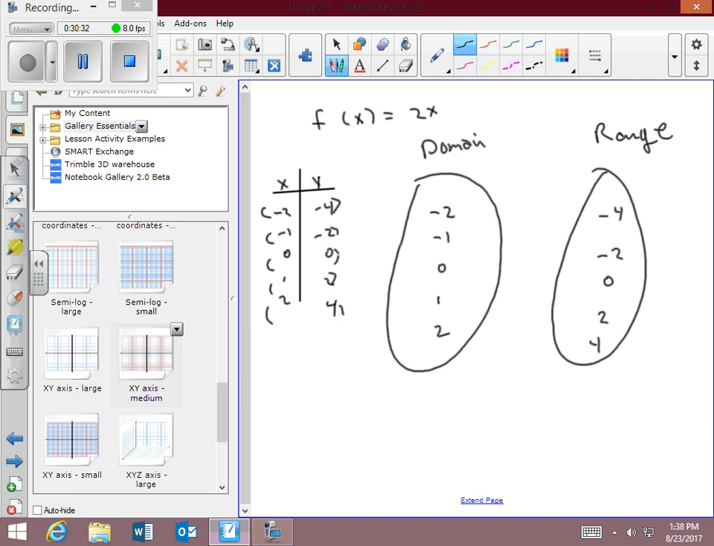Okay? I've simply split up my ordered pairs. The first term in my ordered pair is going to be in the domain, and the second is going to be in my range. Now I'm going to do this. I'm going to associate my ordered pairs. The -2 was with the -4. This one was with this one.